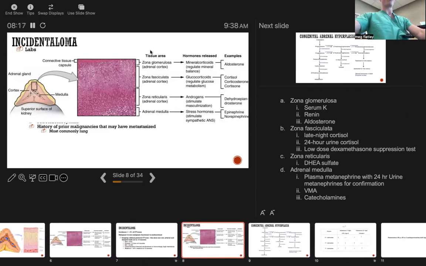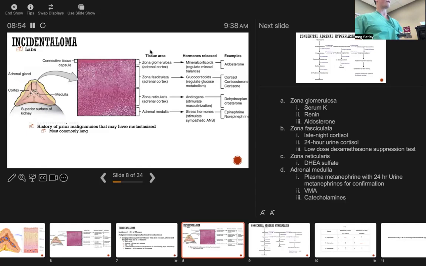The labs you order for an incidentaloma, you can just remember what labs you order based off of the different layers of the adrenal gland. So if you're evaluating for a functional incidentaloma, you're going to send labs relevant to each of the layers. So for your glomerulosa, what labs are you going to send to evaluate if it's functional in that layer? Yeah, aldosterone, renin, I heard potassium, great.